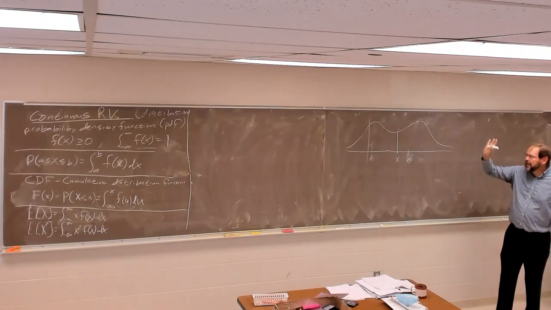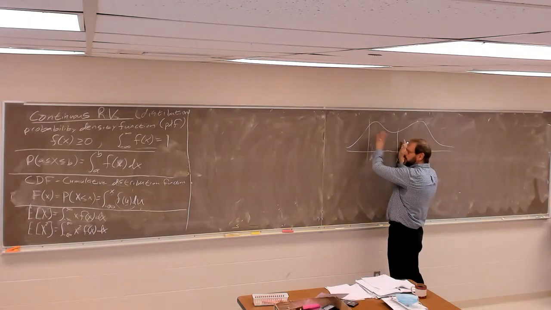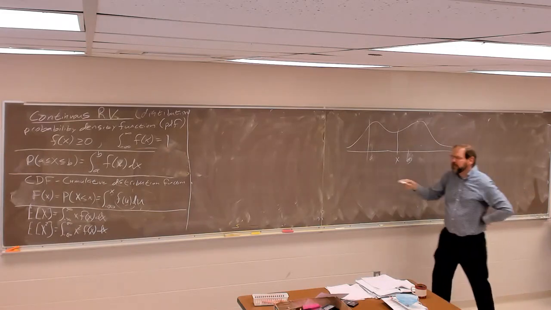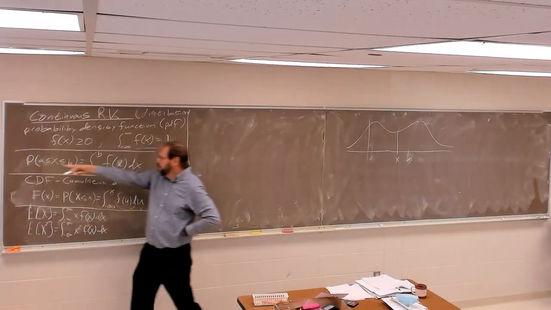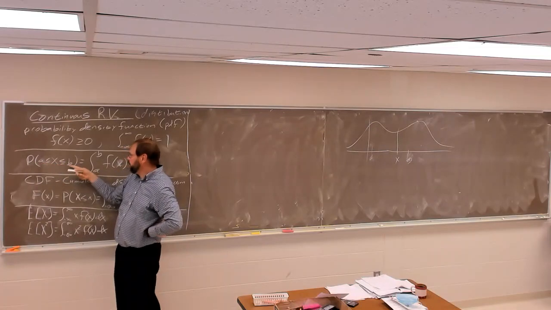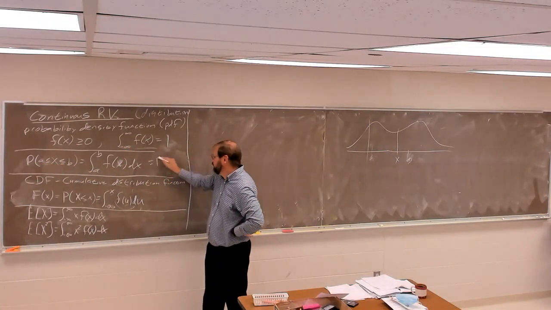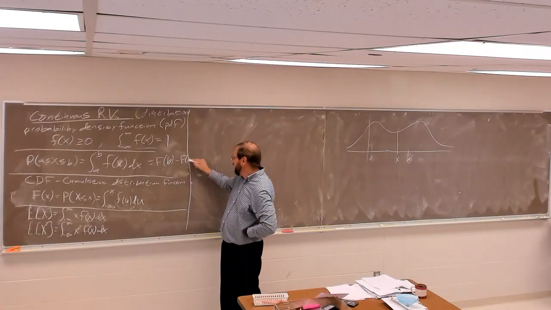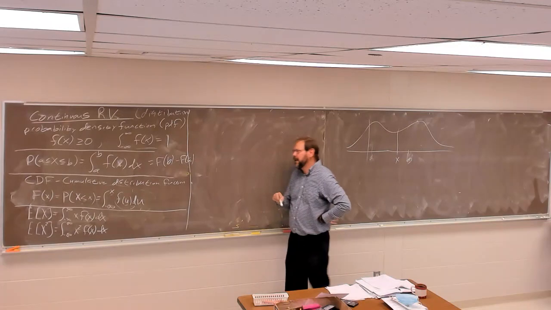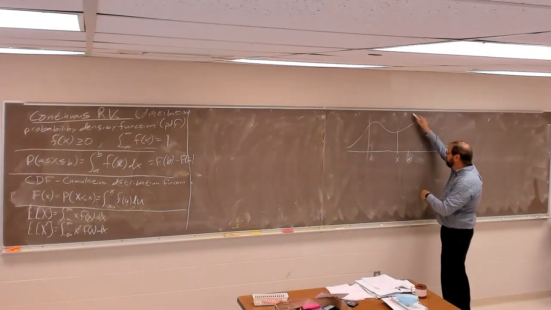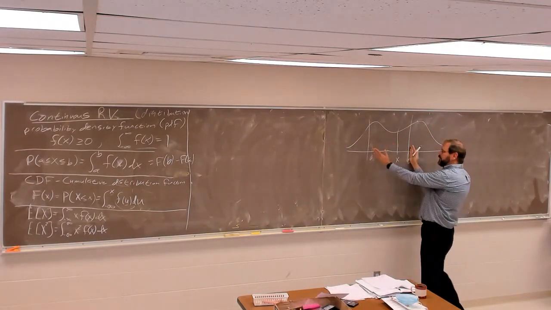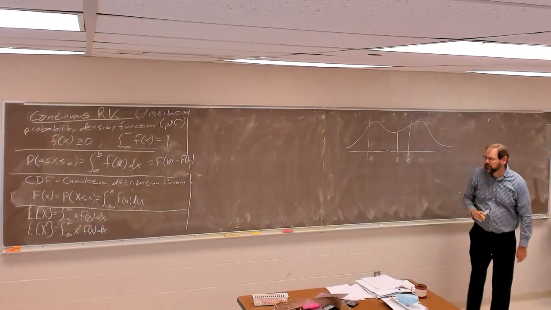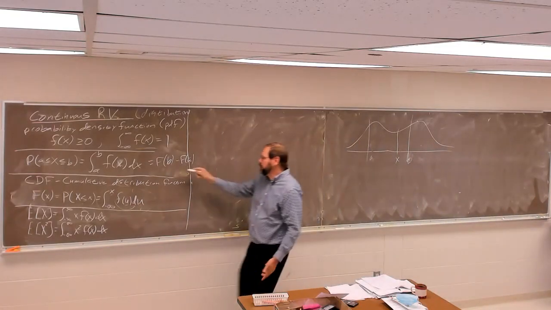So the idea is I compute the area under the curve from negative infinity up to a particular point. That's helpful because if I want to compute a probability from A to B, I can plug B into my cumulative distribution function, plug A into my cumulative distribution function, and subtract the two. I figure out how much area is to the left of B, and since I didn't want the area to the left of A, I subtract that off. So that's one reason it's helpful.